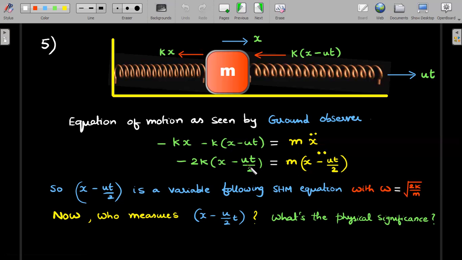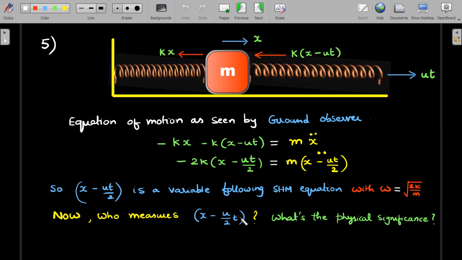Then I would again say, if any double-dot variable is equal to a constant times itself, then that variable is supposed to follow an SHM equation. It should oscillate sinusoidally, with omega given by root of 2k divided by m. Now, what does this mean? All this mathematics is fine. Let's try to find a physical significance for x minus ut by 2 following SHM.